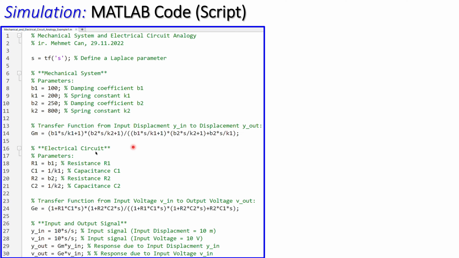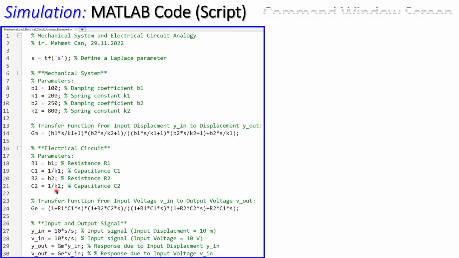Okay, now we also have the electric circuit. We said R1 is similar to B1, and C1 is similar to 1 over K1, with a similar form for R2 and B2. And a transfer function here. The input-output signals: this input displacement is 10 meters, I just selected something. And we also have the input voltage, which I set to the exact same value to compare it easily, 10 volts. Y out is the output displacement, and V out is the output voltage for our electrical system, or electric circuit.